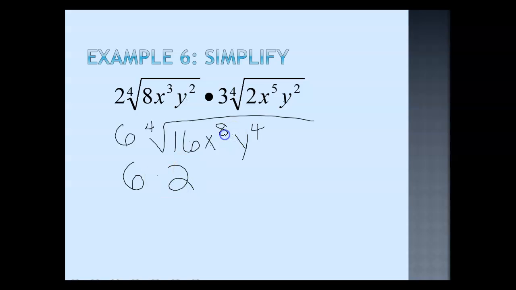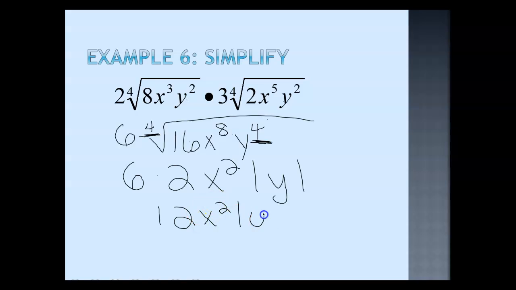x to the 8, 8 divided by 4 is x squared, and 4 divided by 4 is 1. However, this is even, so absolute value. Absolute value of y. How did you get 2? It's 2 times 2 times 2 times 2. 6 times 2 is 12. X squared, absolute value y.